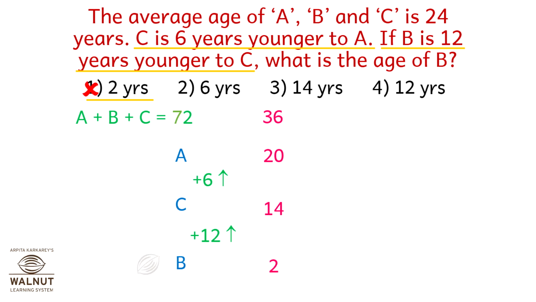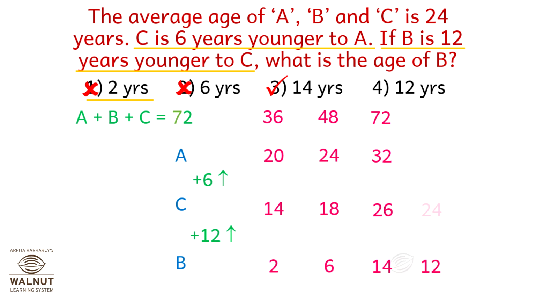Let's try option number 2. So we write 6, 18, 24 and look at the sum. The sum comes out to be 48, which is obviously wrong. Then we have 14, 26, 32 and the sum of which is, come on, quickly answer. It's 72. So option number 3 is right. Also, let's check option number 4. It's 12 plus 24 plus 30, which comes out as 66. So it's not option number 4 too. The correct answer is option number 3.